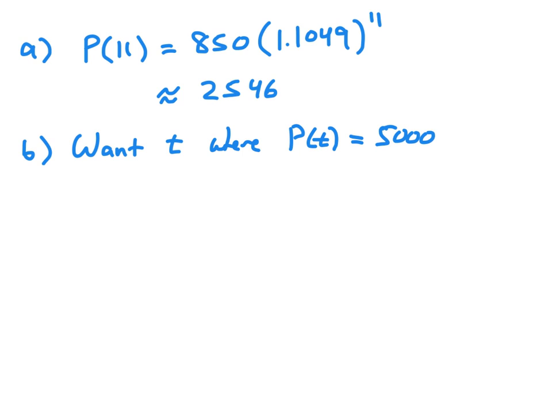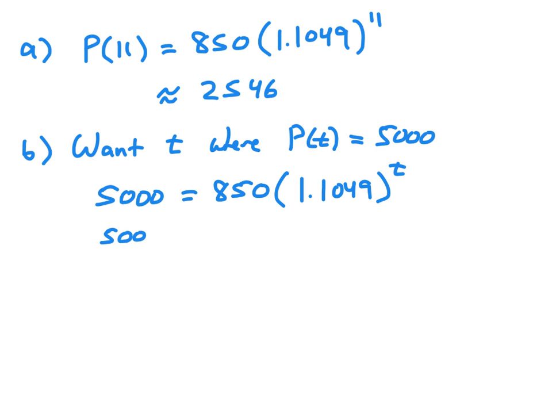And so we're going to substitute these values into our model. We have p of t equals 5,000, and that is equal to p sub 0, which we know is 850, times our growth rate, 1.1049 raised to the t. And we need to solve for the variable t. In order to do that, we're first going to divide both sides by 850. If desired, you can simplify that fraction on the left side, although there's really no need to, because eventually we are going to just type this into a calculator.